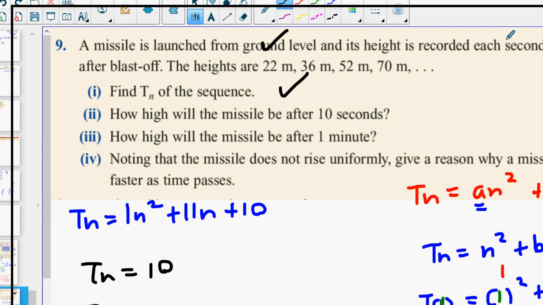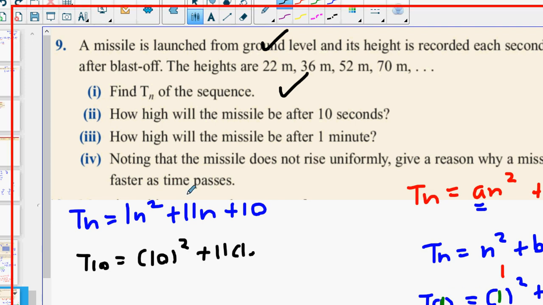We're doing T10, exactly. How'd you do T10? 10 squared plus 11 times 10 plus 10. What do you get? 220 meters. How high will the missile be after 1 minute?